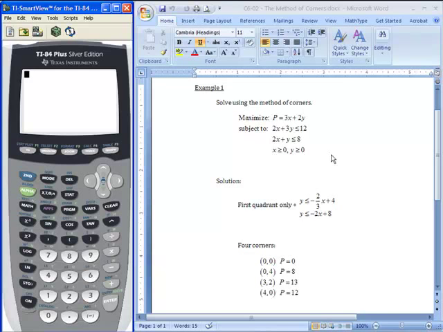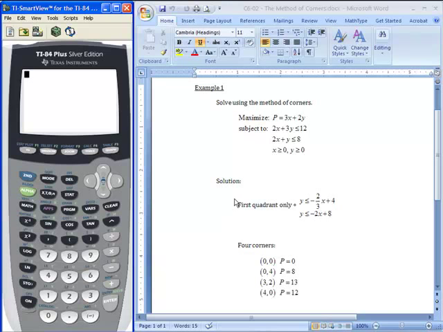It does involve two variables, and in this case we're asked to maximize P equals 3x plus 2y. That's our objective function. We want to find values of x and y that give us the largest value possible for P, subject to this list of constraints: 2x plus 3y is less than or equal to 12, 2x plus y is less than or equal to 8, and both x and y are non-negative.